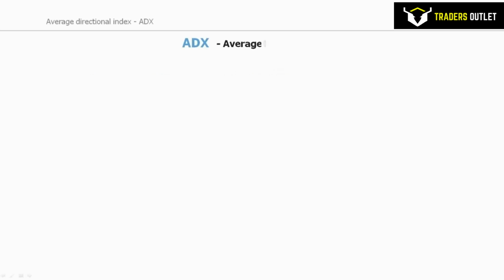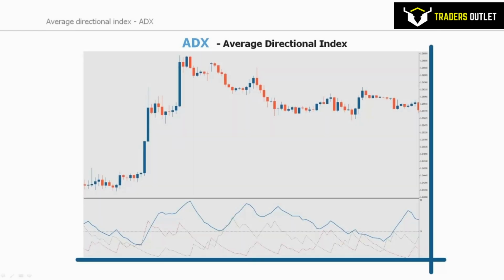The Average Directional Index, or ADX, is used to determine how strong a trend is. It provides the trader with a reading ranging from 0 to 50. The higher the reading, the stronger the trend. Conversely, the lower the reading, the weaker the trend.